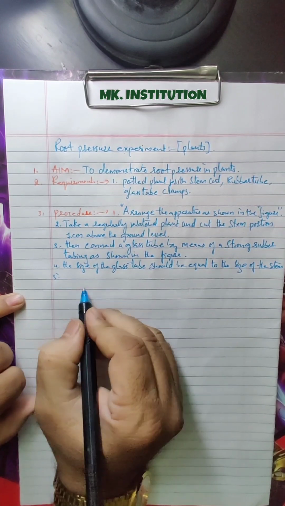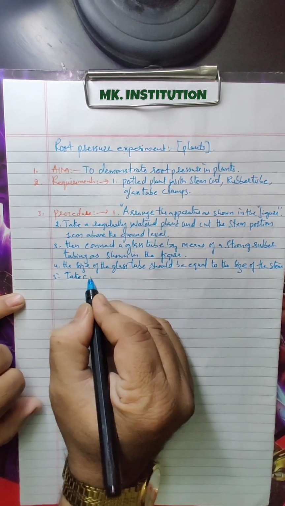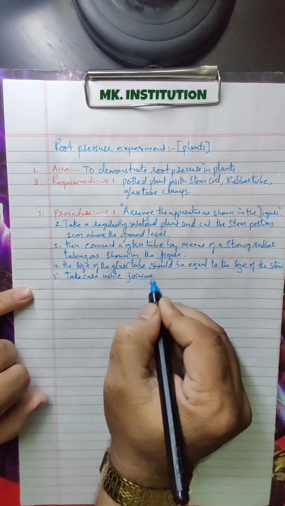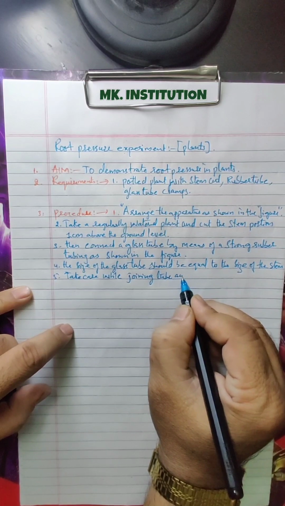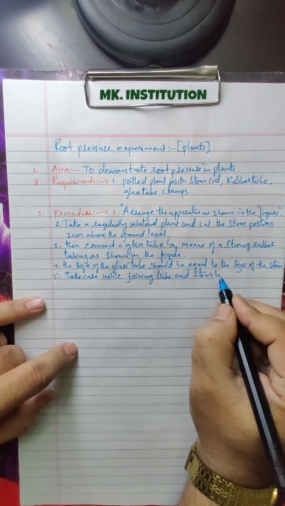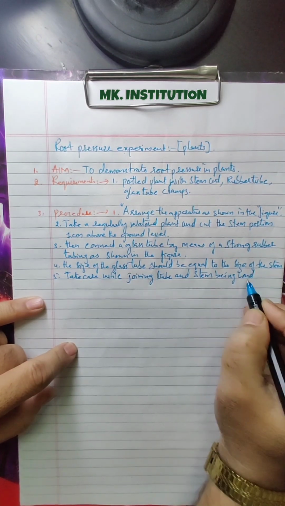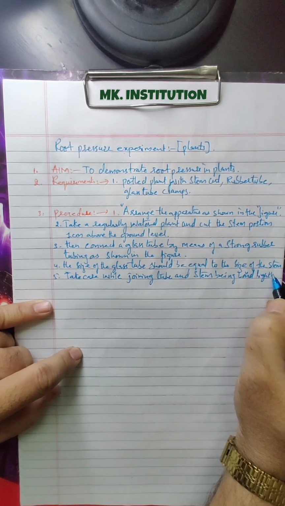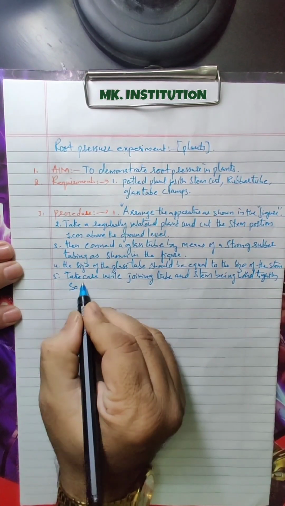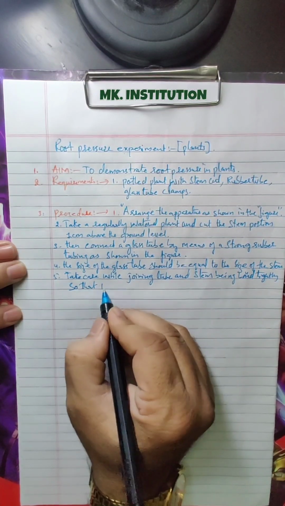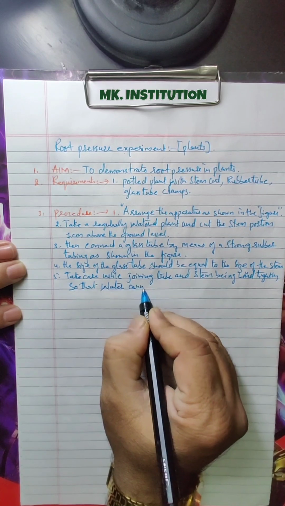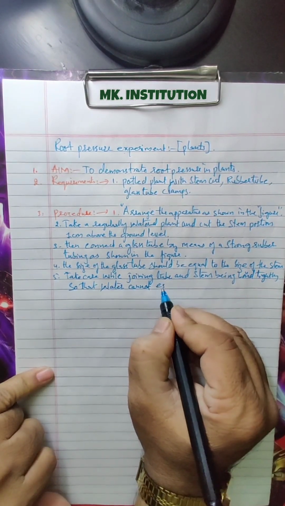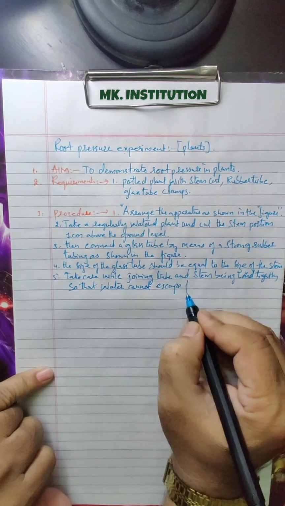Then the fifth point: take care while joining the tube and stem, being bound tightly, B-O-U-N-D, bound tightly, so that water cannot escape from the tube.